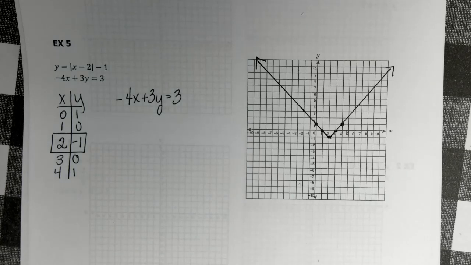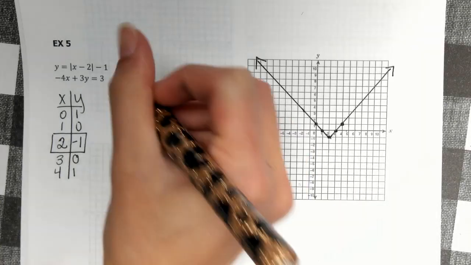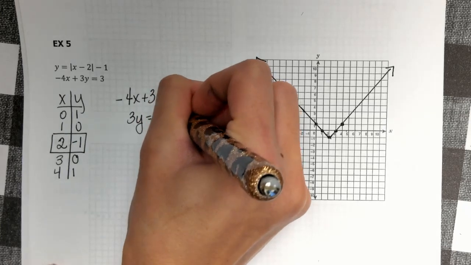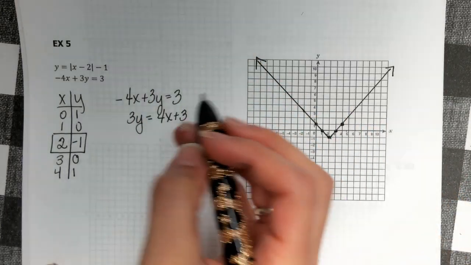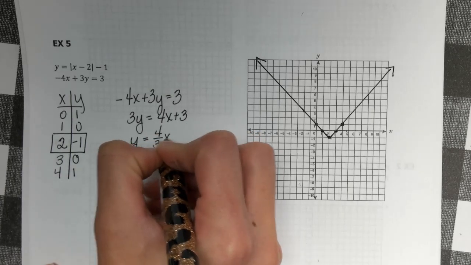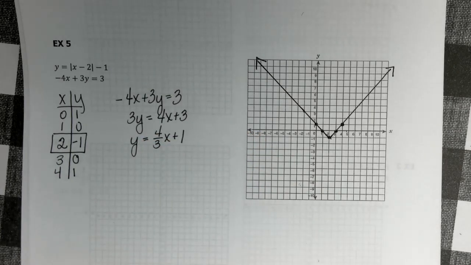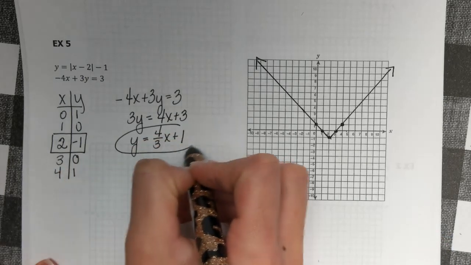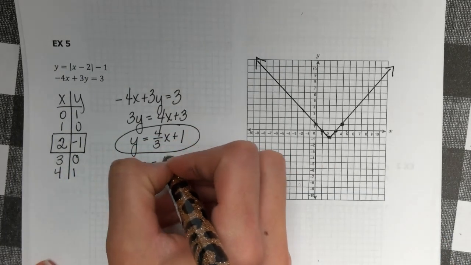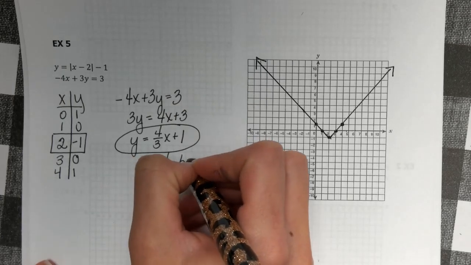So now for -4x plus 3y equals 3, I'm going to add my 4x, and 3y equals 4x plus 3. Divide everything by 3, and y equals 4/3 x plus 1. So my slope is 4/3. My y-intercept is 1.